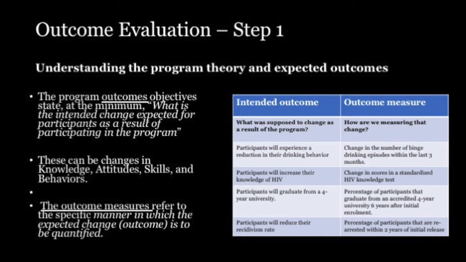So for example, if we have as an expected outcome that participants will experience a reduction in drinking behavior, let's say. Well, how are we going to measure that, right? We need a specific measure, right? That's measured by the change in the number of binge drinking episodes in the last 3 months. So we're going to ask participants about their binge drinking episodes in the last 3 months. And that's how we're going to measure this change in drinking behavior, right? There could be other measures for this too, right?